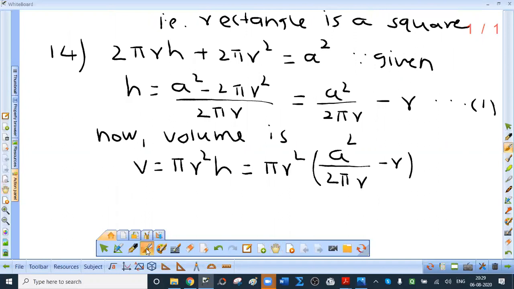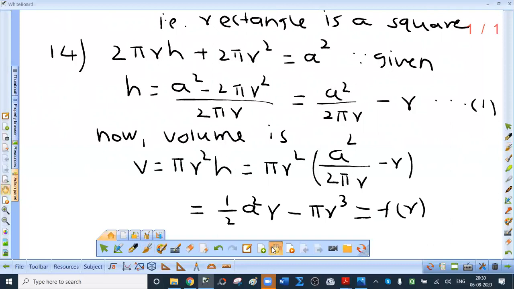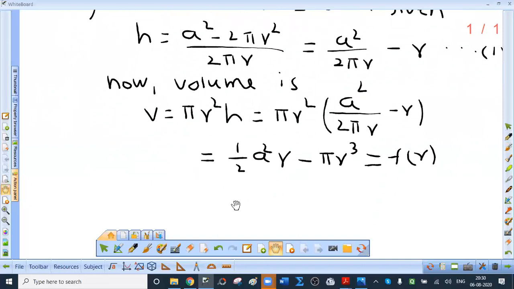Now open the bracket and you will notice that this is half a square r minus pi r cube. Is it correct? Yes. Now I will not say this is f of x. I will say this is f of r, or you may write this as V equal to, so that you will obtain dV by dr. Same thing. Okay, good. Now find out f dash of r, f double dash of r. What is f dash of r? Half a square minus 3 pi r square.